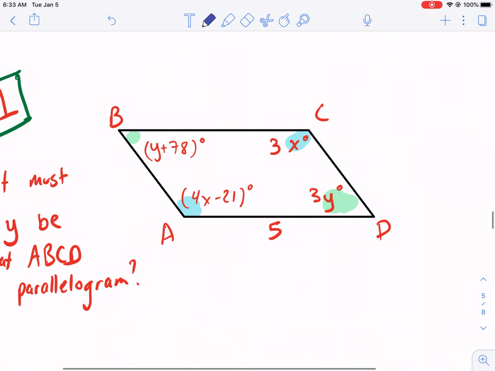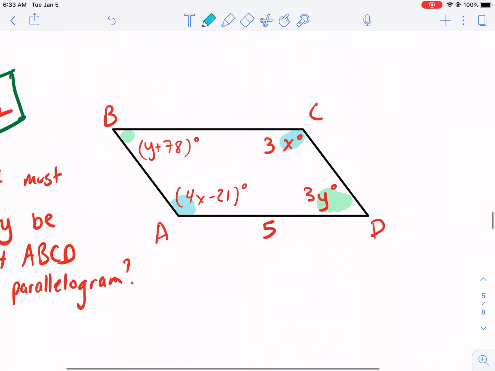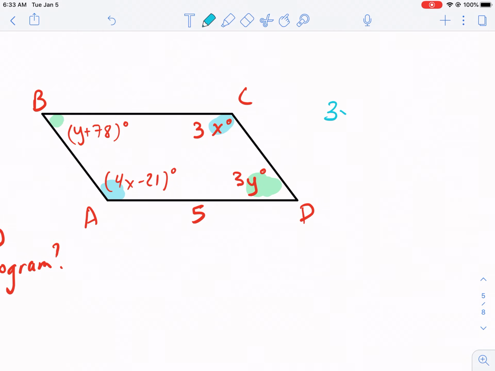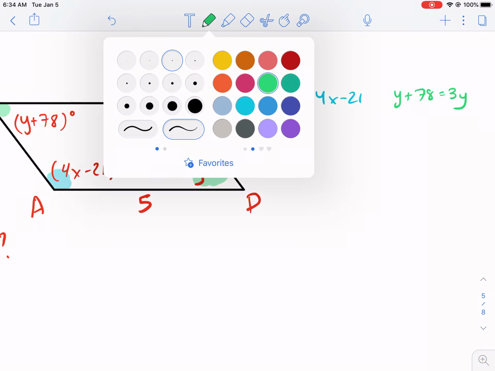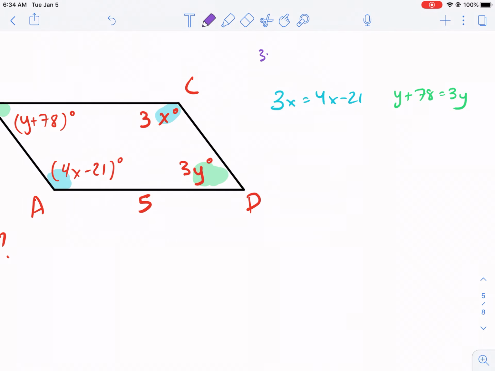What does that mean? Well, that means we can make two equations here. We can say that 3x is equal to 4x minus 21. And we can say that y plus 78 is equal to 3y. Now, you could also do one saying something like this. You could say 3x plus 3y equals 180 because consecutive angles are supplementary.